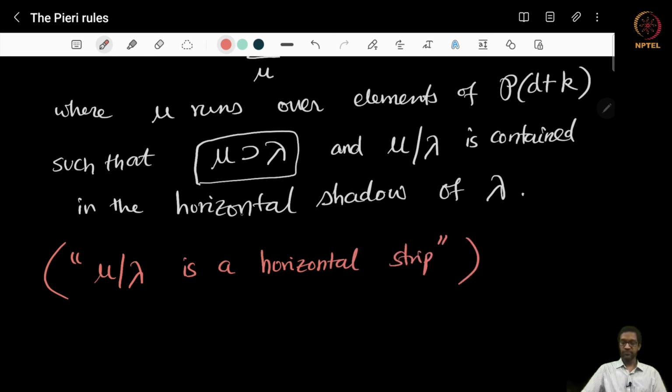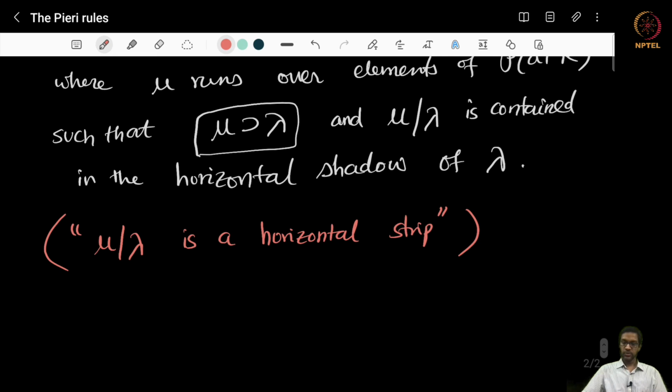This is just terminology for when this happens. When mu contains lambda and mu minus lambda is a subset of the horizontal shadow of lambda, then you say mu minus lambda is a horizontal strip. Observe also that the number of boxes in the partition lambda was D, because lambda was a partition of D, whereas the number of boxes in the partition mu is D plus K. So you are essentially adding K more boxes, and you are adding K more boxes from the horizontal shadow of lambda, such that the final answer is again a partition.